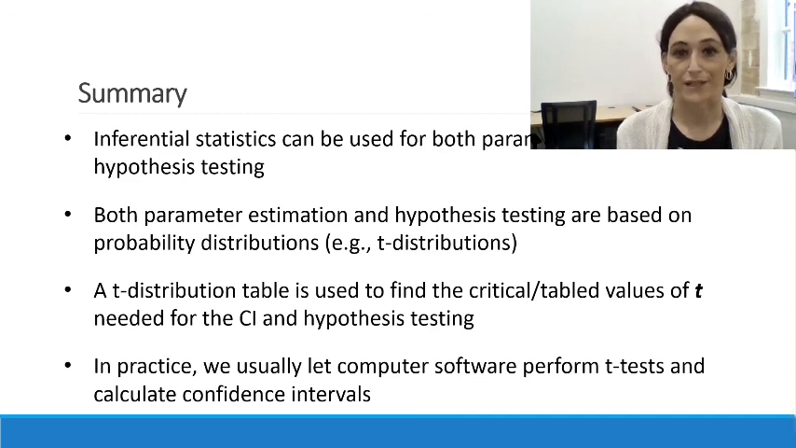In practice, we usually let computer software perform these t-tests and calculate the confidence intervals. So in our online exercises, our class exercises, you're going to get some practice calculating all of these different types of statistics. But this was our background on inferential statistics. Next week, we're going to get into more bivariate analysis, including chi-square tests and ANOVA. But t-tests are our introduction to this idea of making inferences about a population. And usually it's an interesting question that we as researchers want to know the answer to.